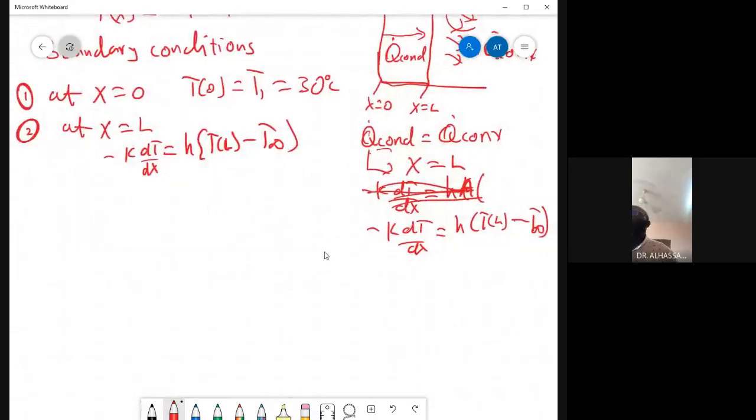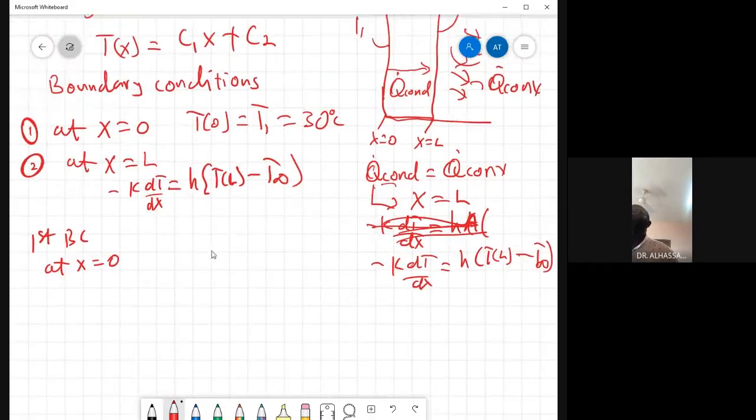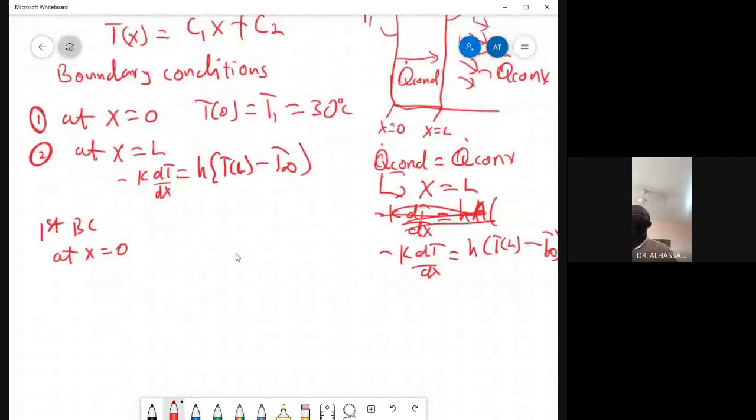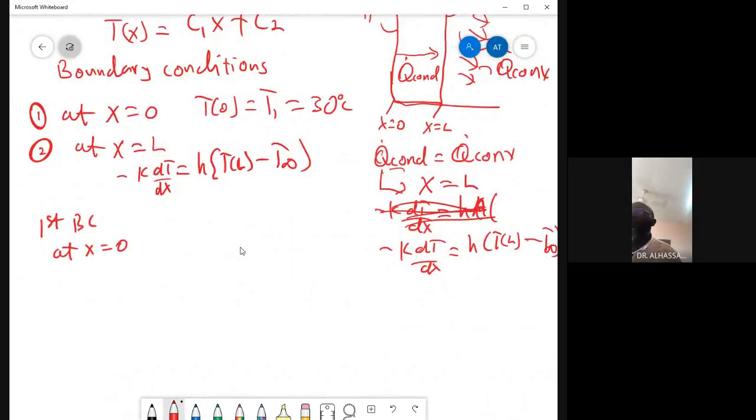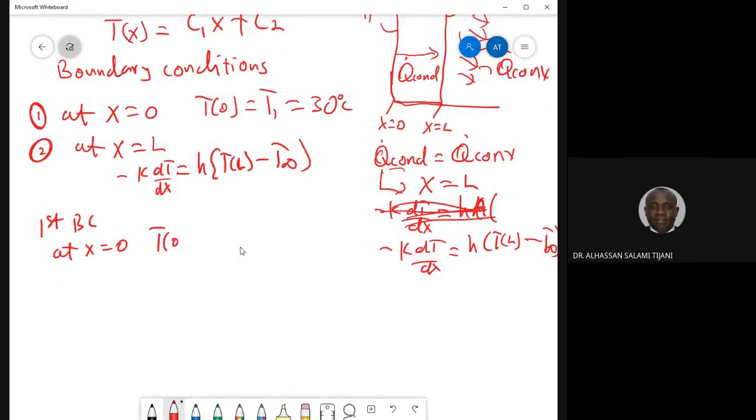What we will do over here is this. For the first boundary condition, at x equals 0, we will put into the general equation T(x), so T0. One minute.